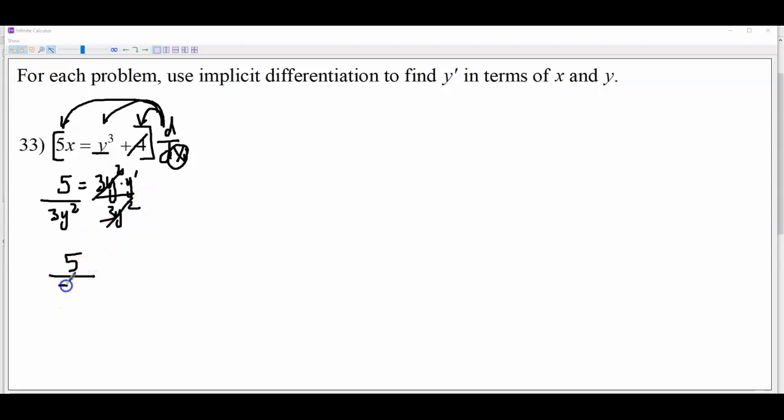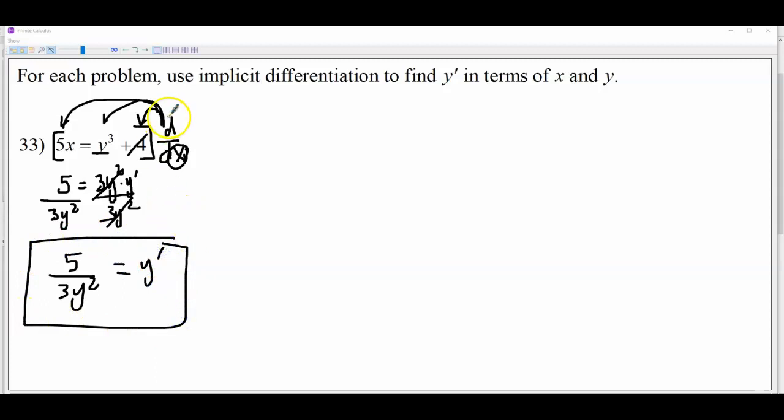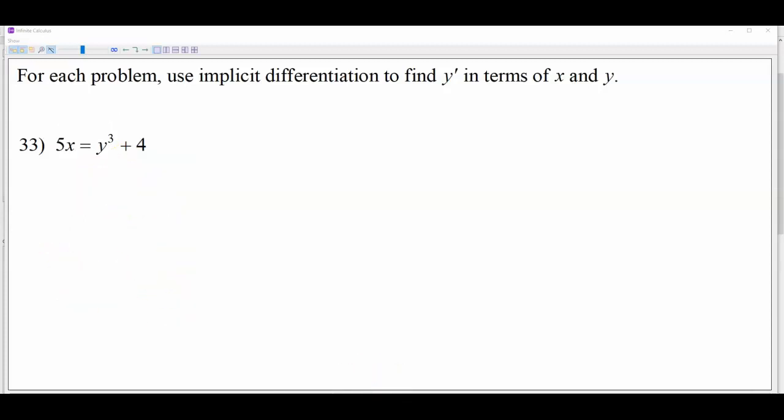So I'm left with 5 over 3y squared equals y prime, and we're done. So two-step process: take the derivative of everything, don't forget your y prime with the y terms, and then get the y prime by itself. Okay, go ahead and take a look at another one.